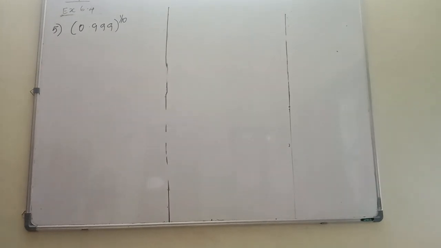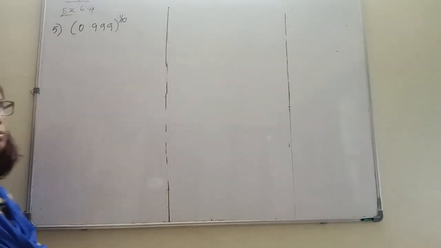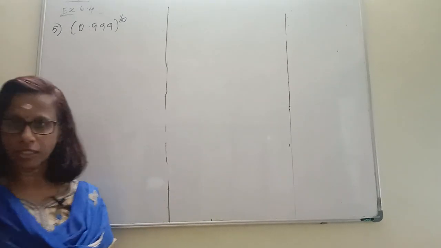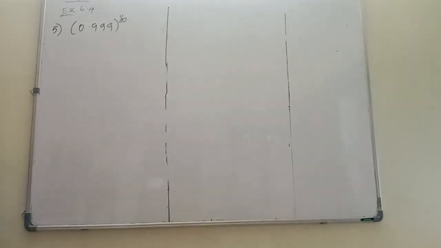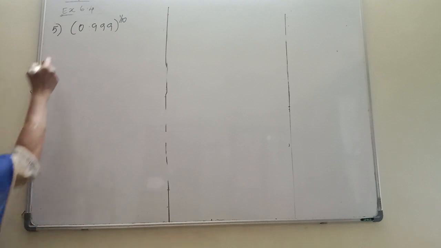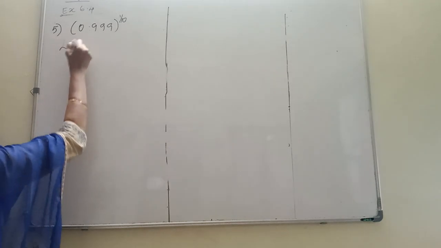Yes, folks, we're continuing with our approximation problems. Now it is the fifth sub question, which says that it is 0.999 raised to 1 by 10. So we can quickly define y and all that. That's quite okay. So we'll check what we can do for y.